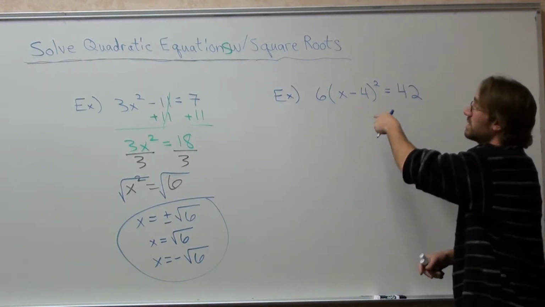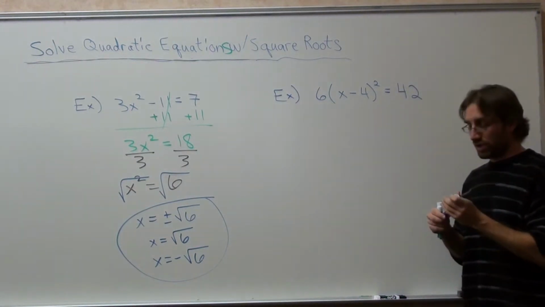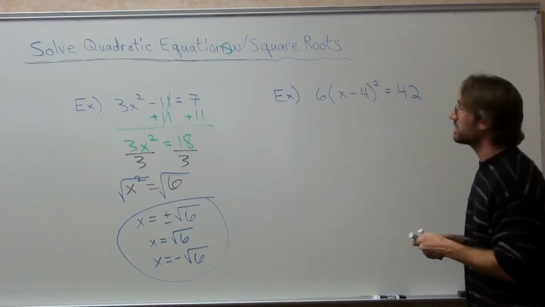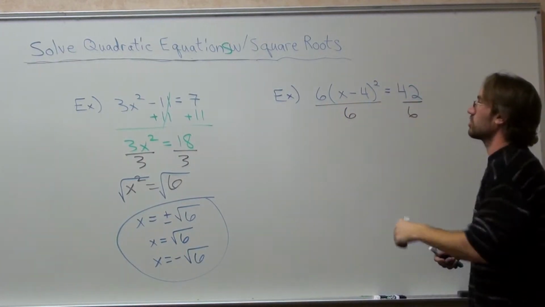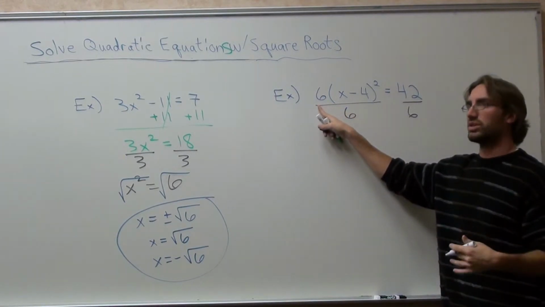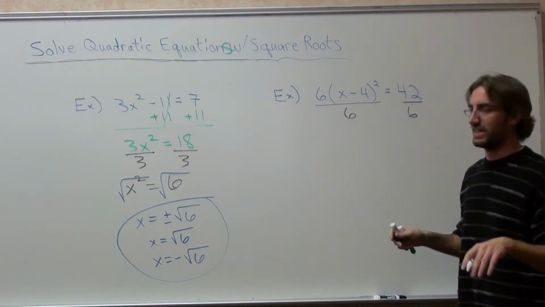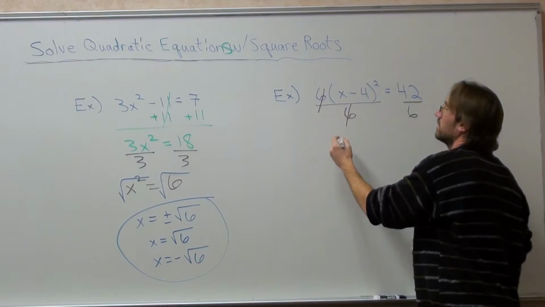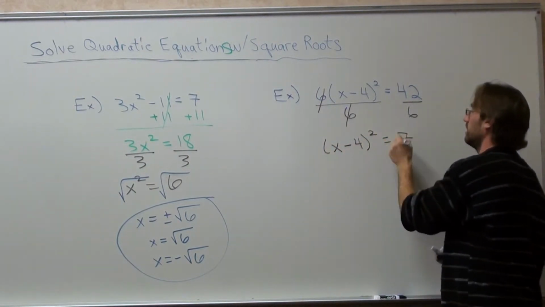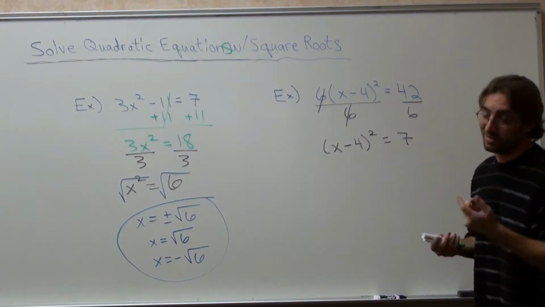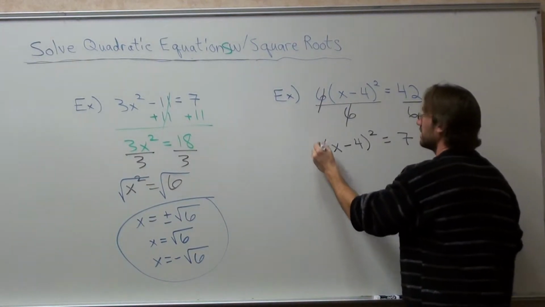6 times the quantity x minus 4 squared equals 42. What you've got to do is divide by 6. Now you can't take the square root of both sides yet, because then you'd have to take the square root of 6 and the square root of 42. That's just nasty. That's not going to work.